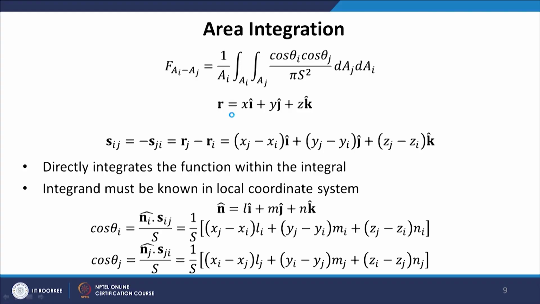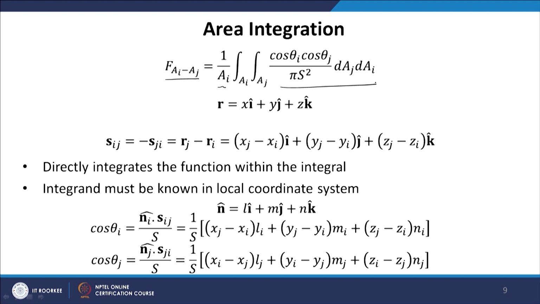The first analytical method is area integration, where we have to integrate over the surfaces to evaluate the view factor. We have already defined F_AiAj as equal to 1 upon Ai times the double integral of cos theta i cos theta j. This was the expression we already developed for the view factor between two finite surfaces.